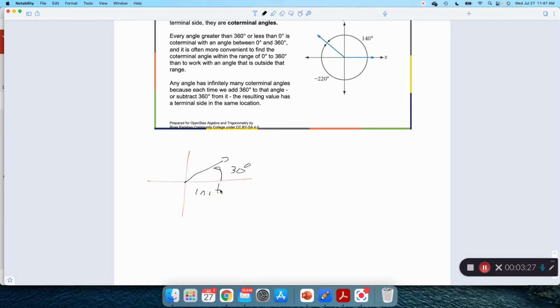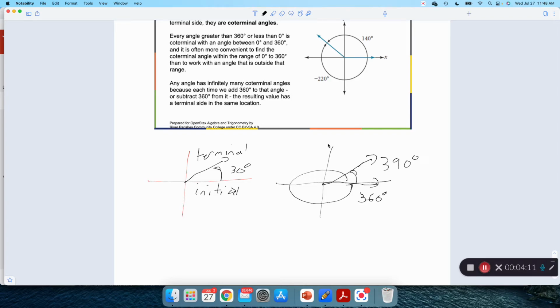So this is my initial side, and this is my terminal side. Well, I could get to the same spot if instead I rotated all the way around 360 degrees plus another 30. So all the way around 360 plus one more 30 is 390 degrees total. I still have the same initial side. I still started facing this direction, and at the end, I am still facing this direction. Same initial and terminal sides, but those are different angles.